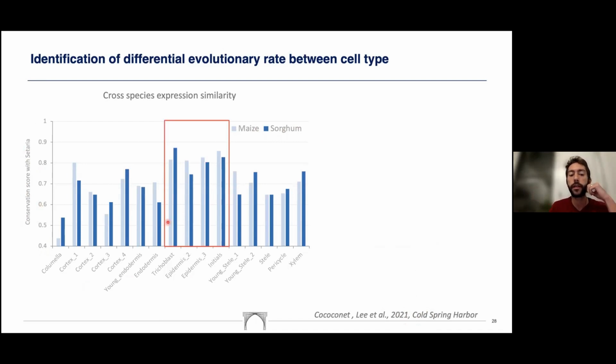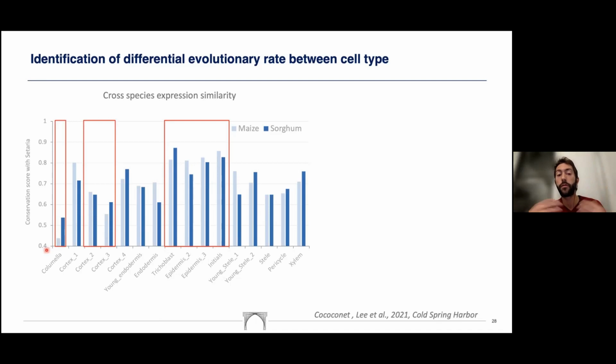And what we found is that the epidermis and the initial cells were much more conserved than other cell types. And when you look, for example, at cortical cells here, cortex 2 and 3, or columella, these transcriptomes seem to be much more divergent across species. So here, for the first time, we have access to information showing that there is a differential evolutionary rate at the transcription level between cell types, and some cell types could be more prone to adaptation to certain environments than others that are really maintained throughout evolution.